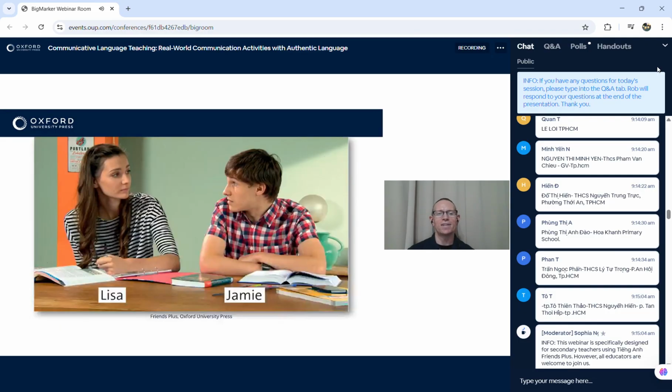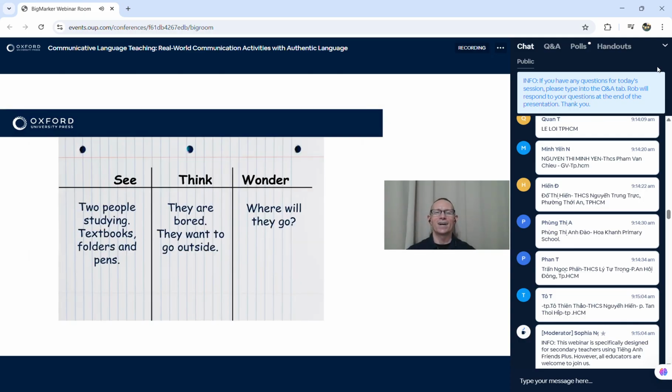So let's do one as an example. I can see two students, I can see textbooks, I can see notebooks, I can see pens, so they are studying. But what do I think is happening? Well, if I look at their faces, their expressions, I think they are bored. I think they want to go outside or do something else. So I wonder where they're going to go, what they're going to do. Okay, so there are my ideas. I wrote them in a chart.